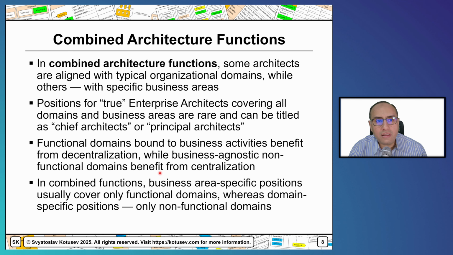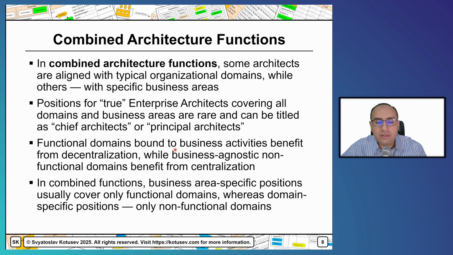And here the last part, which is the combined architecture functions, and actually this is very, very common. In this combined architecture, some architects are aligned with the typical organization's domains, while others with specific business areas. Positions for a true enterprise architect covering all domains and business areas are rare, and they can be titled as chief architects or principal architects. I will show it to you in this diagram.